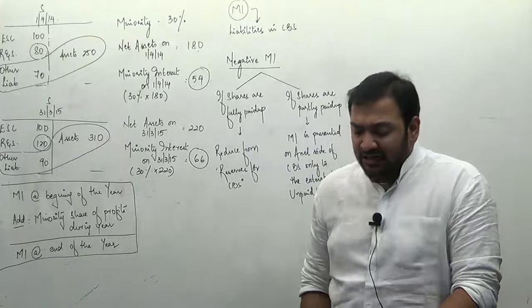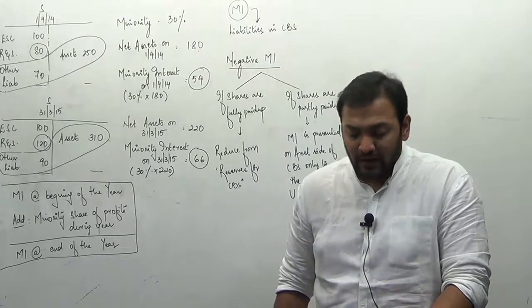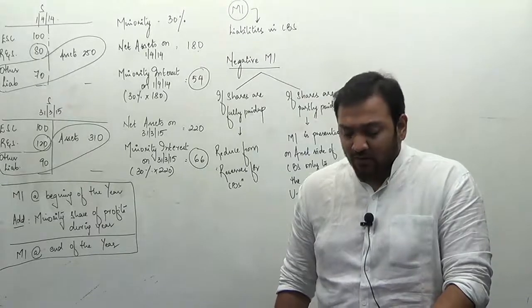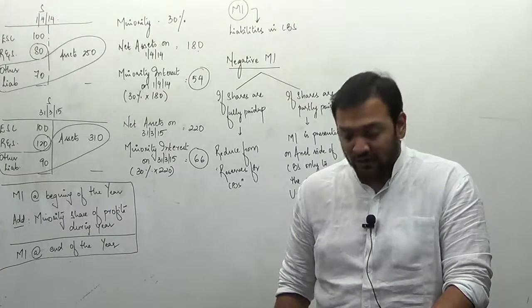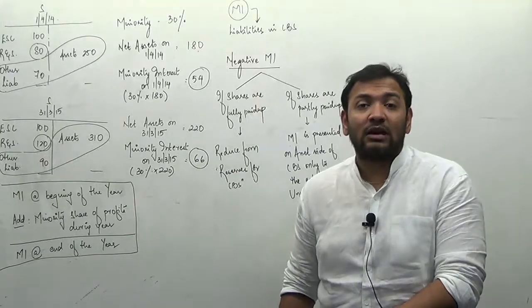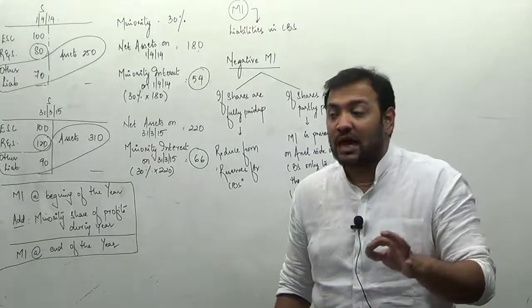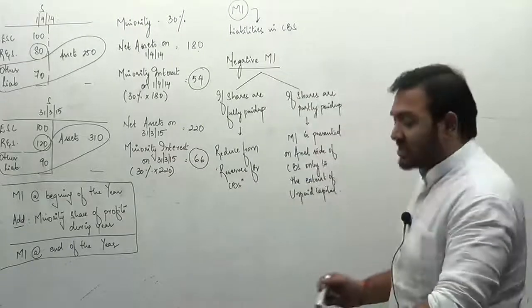A acquired 70% of the equity shares of B on 1st Jan 2005 at a cost of 10 lakhs, when B Limited had an equity share capital of 10 lakhs and reserves and surplus of 80,000. Till there, the information is sufficient for me to calculate cost of control, because cost of control is calculated on the date of acquisition.